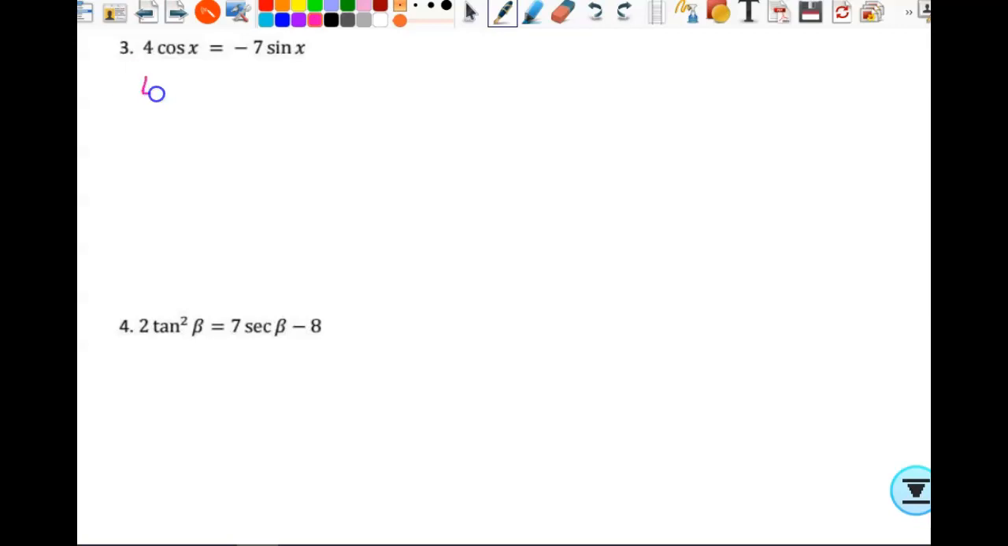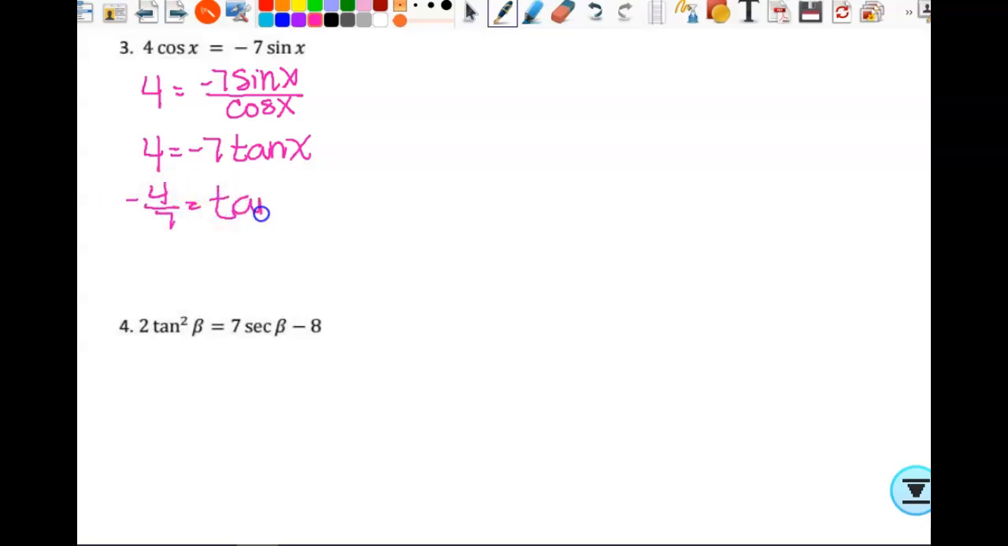So if I divide both sides by cosine, I'm going to get 4 equals -7 sine x over cosine x, right? Or -7 times that. I could have written it the other way, which probably makes a little bit more sense to most people, but it doesn't matter. All right, so then I know sine over cosine is tangent, so 4 equals -7 tangent x. So to get tangent by itself, I'm going to divide by -7, so -4/7 equals tangent x.